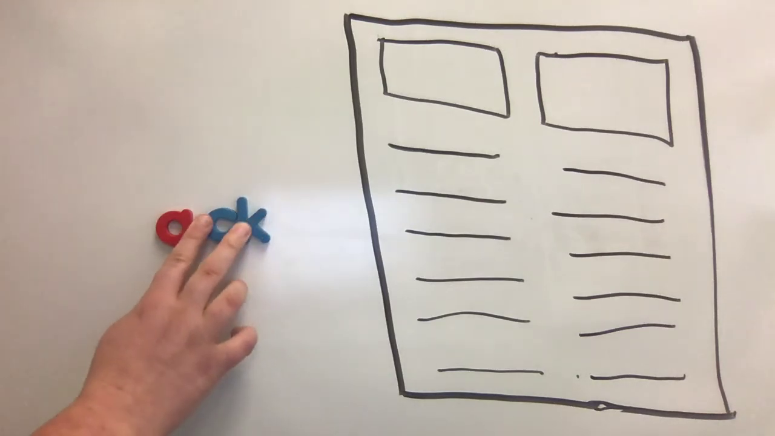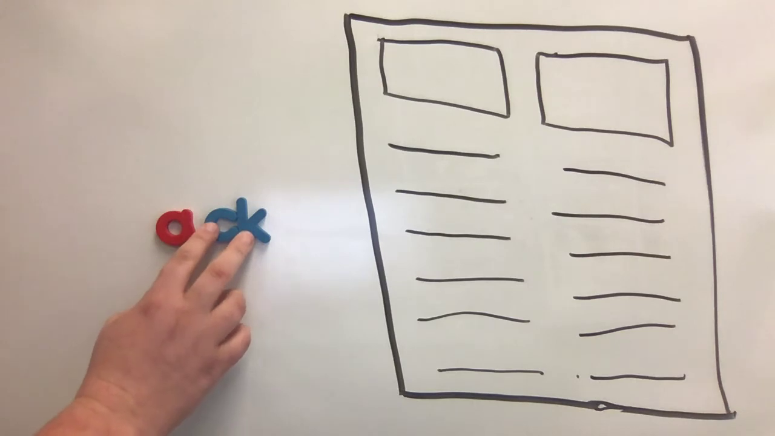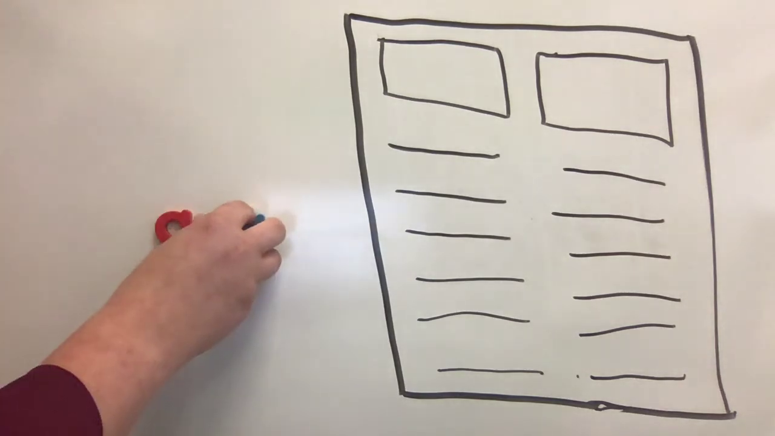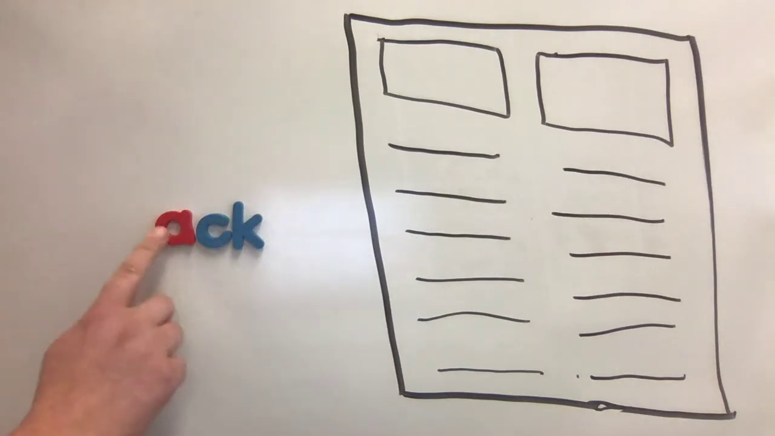The C and K together make the K sound, just like the C makes the K sound and the K makes the K sound. Hey, they copy each other. So when they're together, they still make the same sound. So we have a.